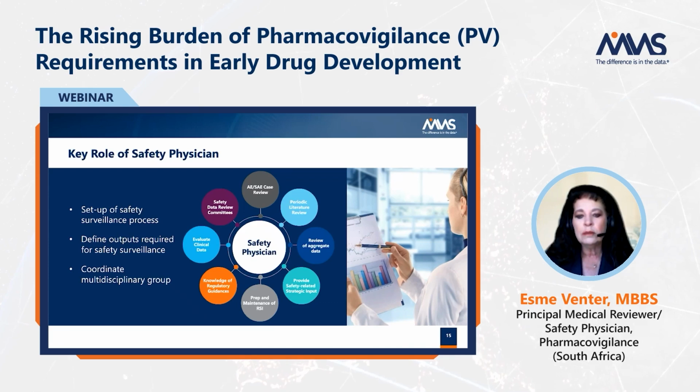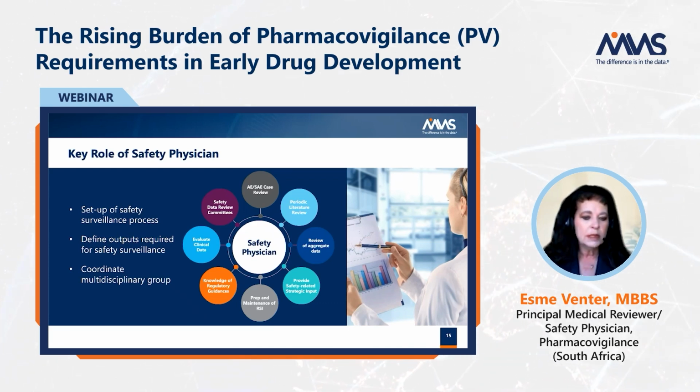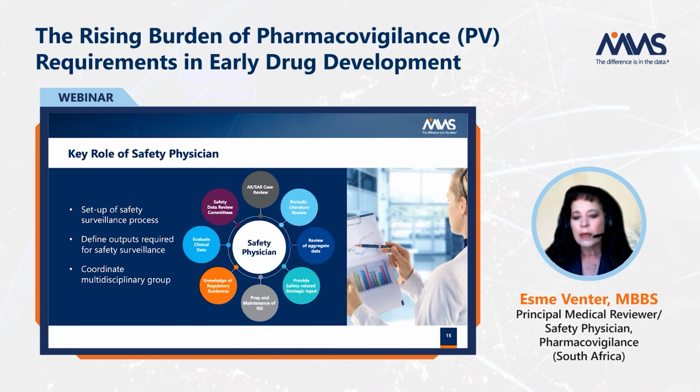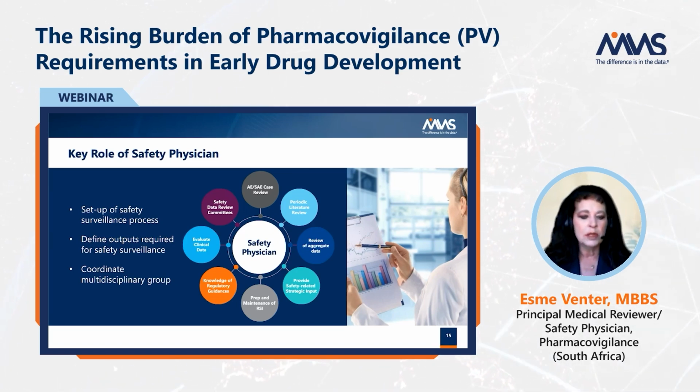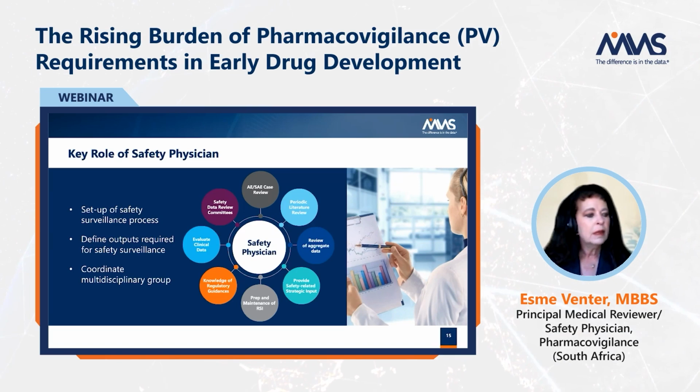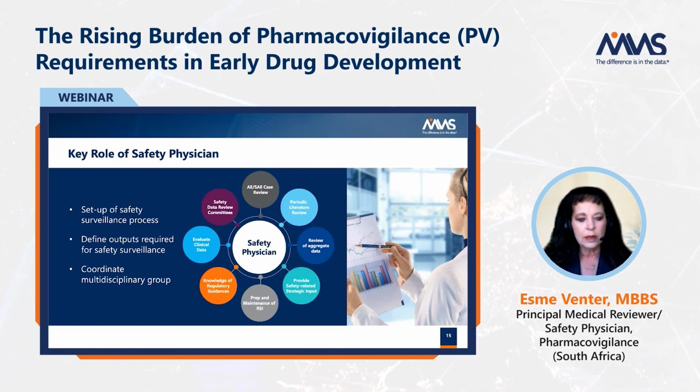And then to coordinate a multidisciplinary group with members of the medical team, pharmacovigilance team, data managers, biostatisticians, programmers, regulatory operations, and members of the unblinded pharmacovigilance and medical team. The diagram on the right on this slide provides an overview of the roles and responsibilities of the safety physician during safety surveillance.